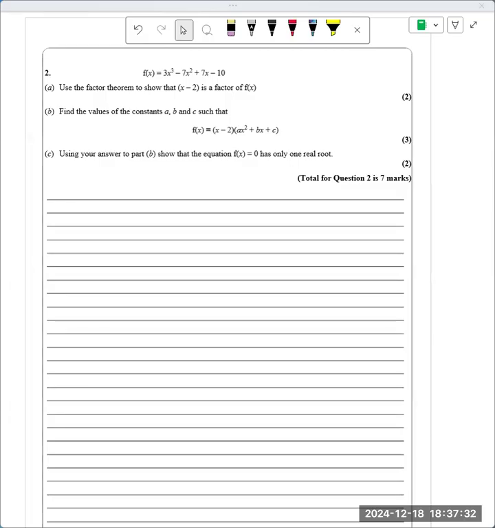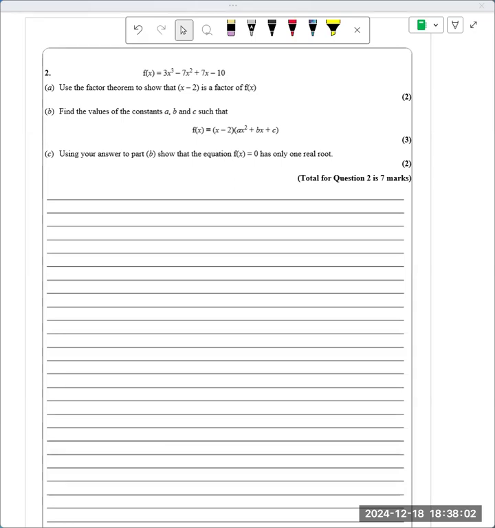Okay, question two. We have another cubic, and question A is asking us to use the factor theorem to show that x minus 2 is a factor. If we read ahead, we've then got to factorize this cubic by taking the x minus 2 factor out, and then we have to show that the root x equals 2 is in fact the only real root.